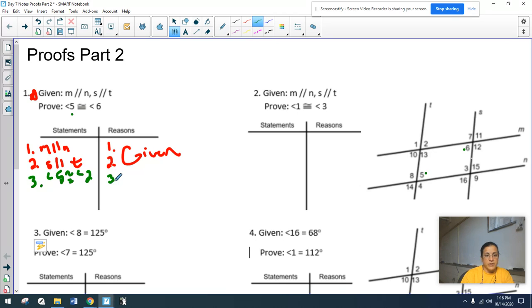And you have to give the reason why. So the reason why 5 and 2 are congruent to each other, they are both in the same position, top right, top right. So both of these are corresponding. Okay, next, I'm trying to work my way to get 5 and 6. So I need to do something with 2 and 6. So I can say 2 and 6 are equal.